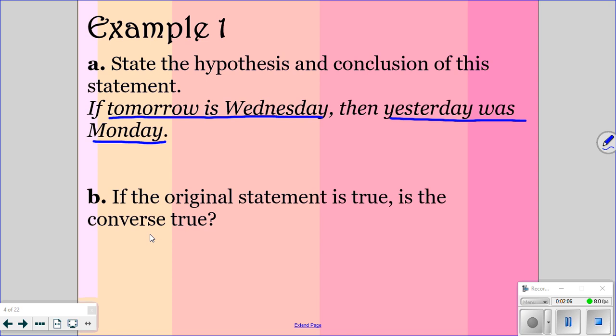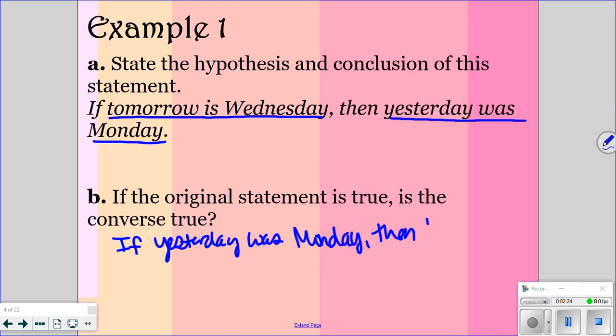It asks, is the converse true? So we talked about converse a few weeks ago. So the converse is if Q, then P. So if yesterday was Monday, then tomorrow is Wednesday. And if yesterday was Monday, tomorrow is Wednesday. Is that a true statement? Yes, the converse is true.